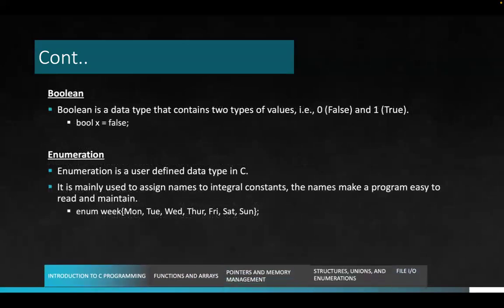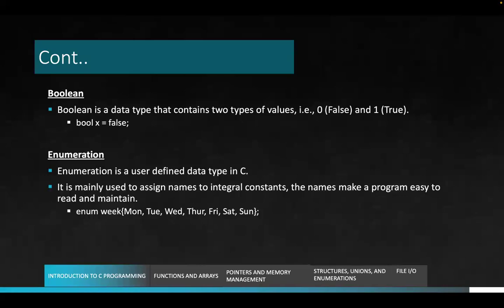Next type is Boolean. Boolean has only two states. It holds only two values, either true or false. True is 1, false is 0. If you have only two states, for example, you want to switch on the light or switch off the light, there are only two states associated to the light, right? Anything that has only two states and you want to represent those two states in a programming language, then use Boolean.